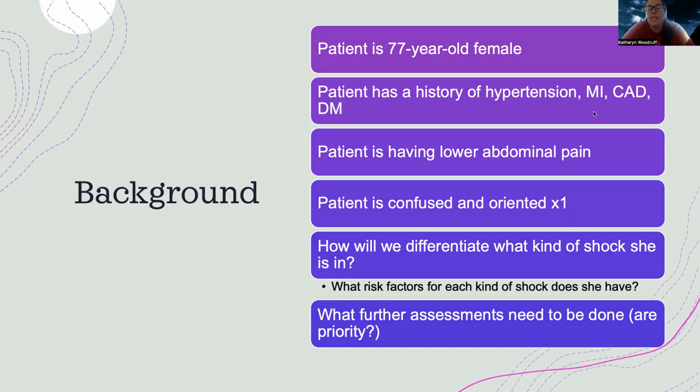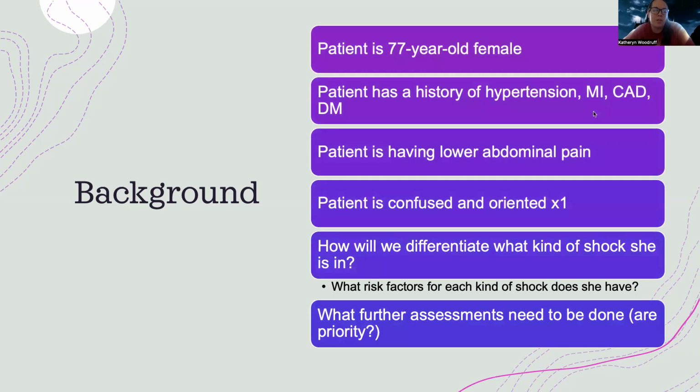We can look at hemodynamics and have a good idea of what kind of shock someone is in, but their story, labs, history, and recent events will tell us a lot. So they're having lower abdominal pain. That's not too consistent with cardiogenic, but we'll see. They're confused and only oriented times one, which maybe means they're only oriented to who they are. So how will we differentiate what kind of shock she is in? What risk factors does she have for each?